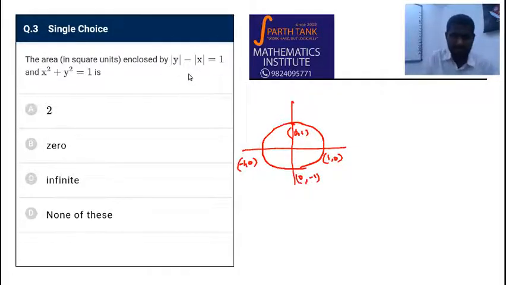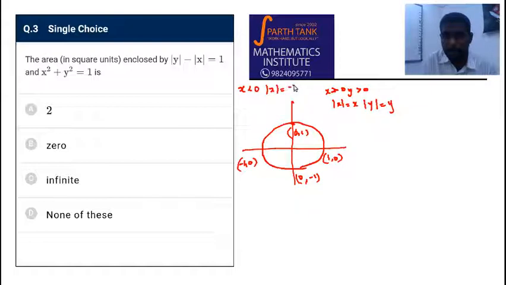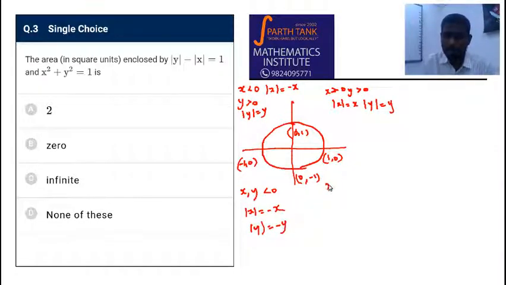Now what about these lines? They are lines actually, no? Now in each quadrant, here x is greater than 0, y is greater than 0. So mod x is x, mod y is y. Here x is less than 0, so mod x is minus x. And y is greater than 0, so mod y is y. In this area, x and y both are less than 0. So mod x is minus x, mod y is also minus y. What about this part? x is greater than 0, so mod x is x, and y is less than 0, so mod y is minus y. So this is how the 4 lines would be.